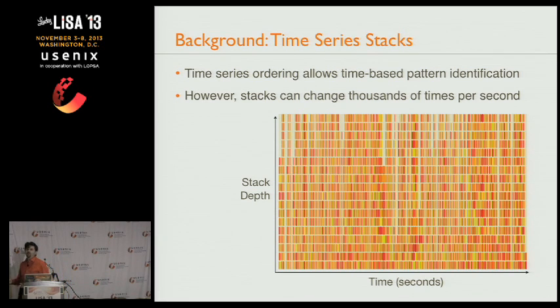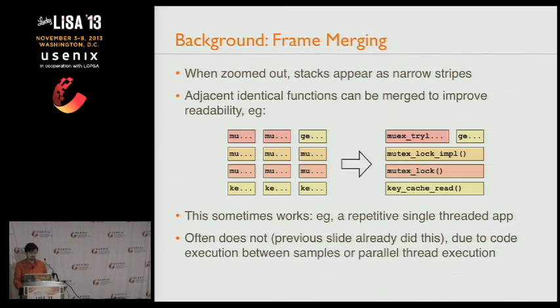Now, if I sample them and then show those columns of rectangles, it kind of looks like this. Sampling, we tend to want to do as often as we can to get accurate data, but not so often that we hurt the performance of the target. So I may be sampling at, say, 100 hertz or 99 hertz, so I'm not sampling in lockstep. If I try to plot these as a time series over the scale of seconds, your visualization looks like this. And that really doesn't work. That's one stack sample. When zoomed out, the stacks appear as narrow stripes.